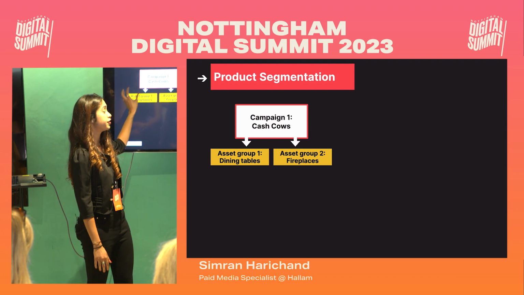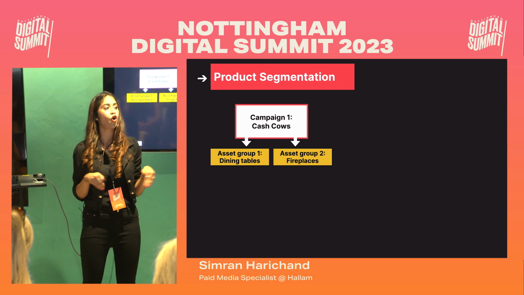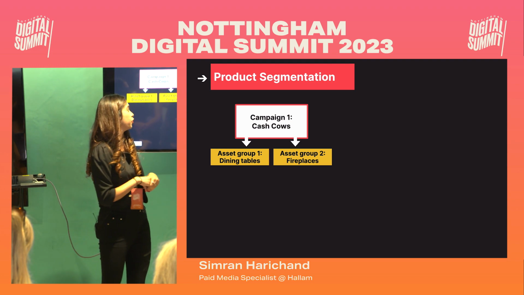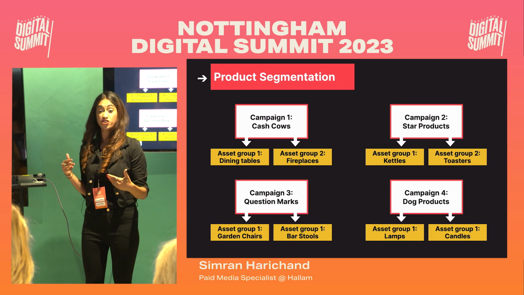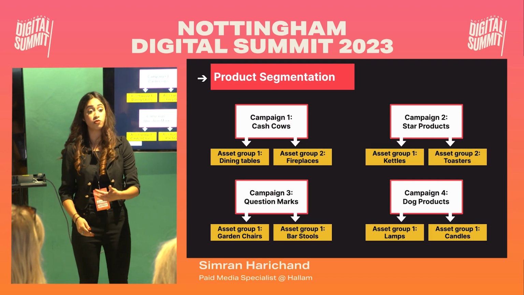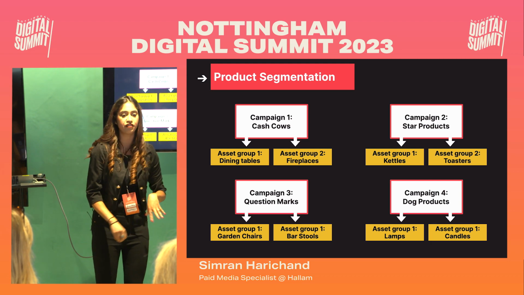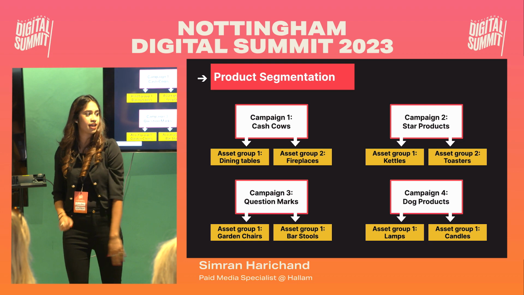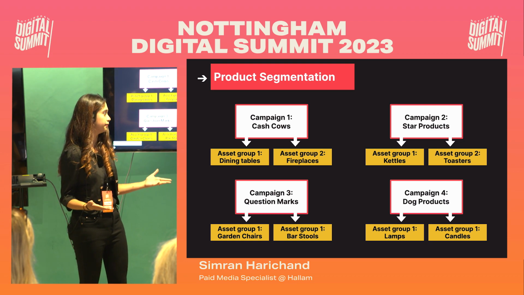So you can make a campaign for your cash cows and then you break your asset groups by product category. Don't call your campaign cash cows, it's just an example. And then you repeat this exercise for the rest of the products: your star products, your question marks, and your dog products. And that way, you can tweak around your budget, give it a separate target return on ad spend, target cost per acquisition, and that way you can maximize your profitability.